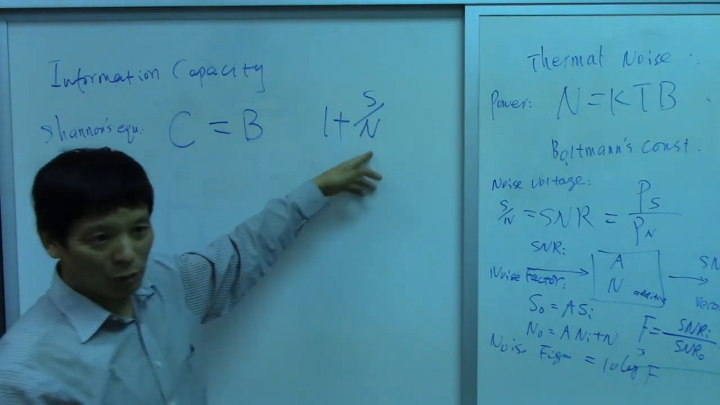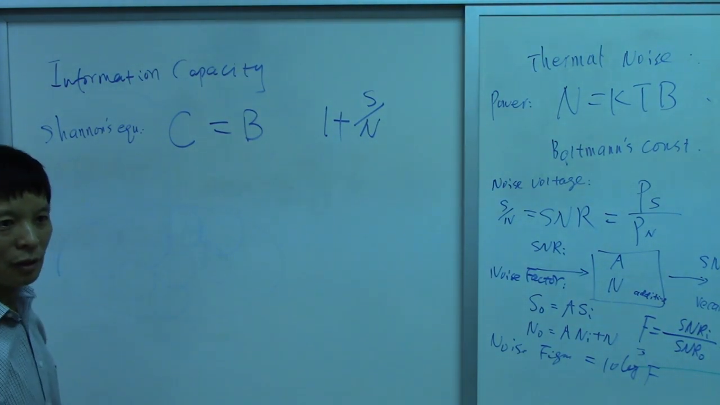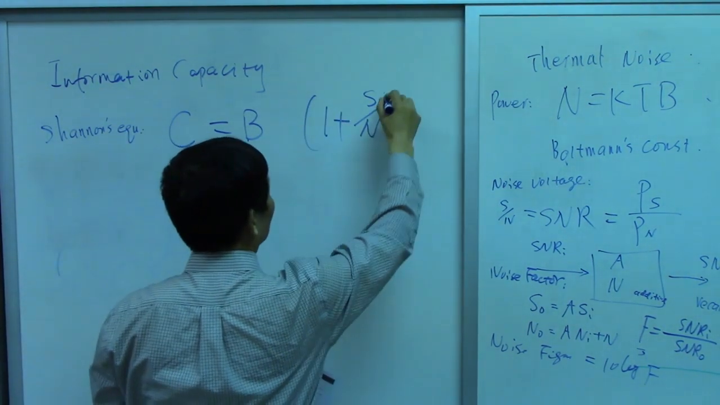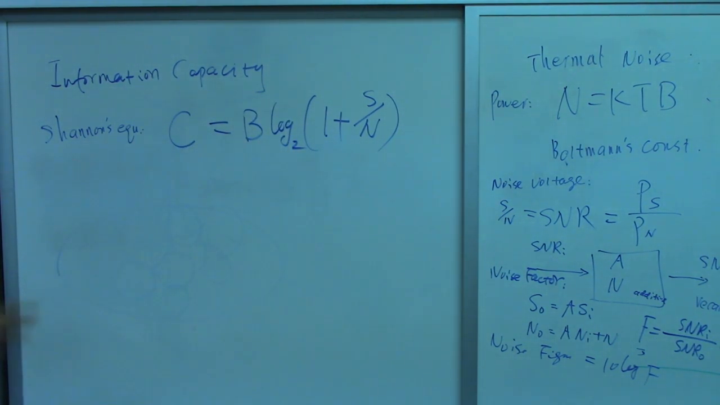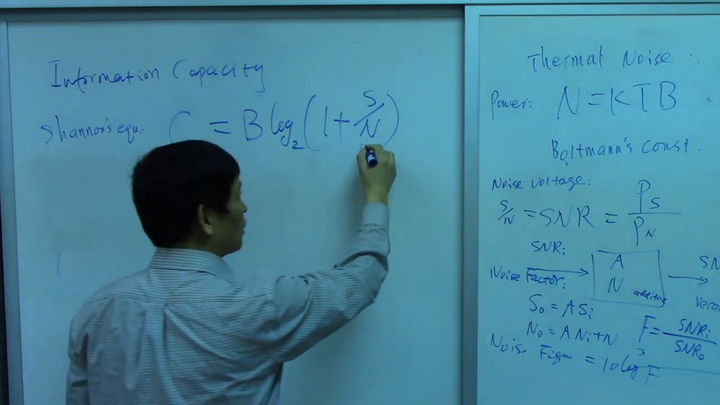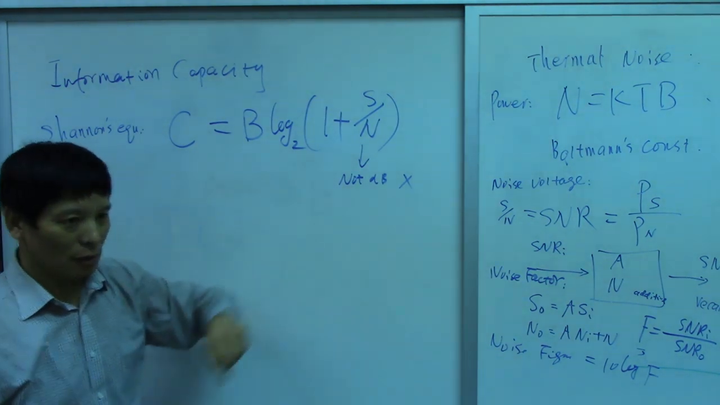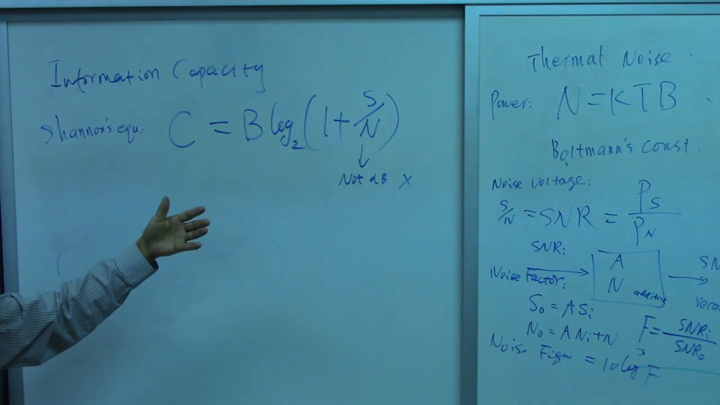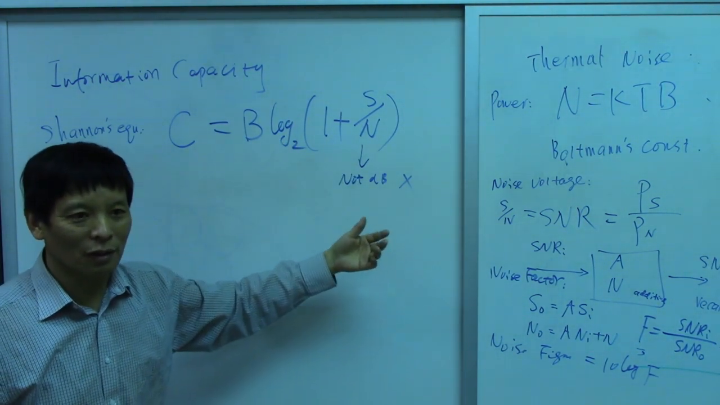Usually the signal to noise ratio is very large, so adding 1 can be ignored. Then we take the log base 2. So that is Shannon's equation of capacity. Now look at this: because we are taking a log here, this cannot be in dB. Keep in mind, this is not dB. You need to use the absolute value, because you cannot take a log of dB.